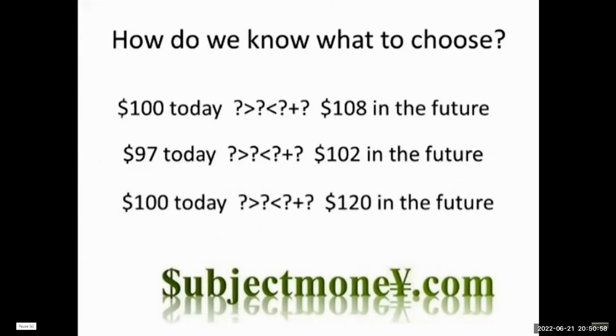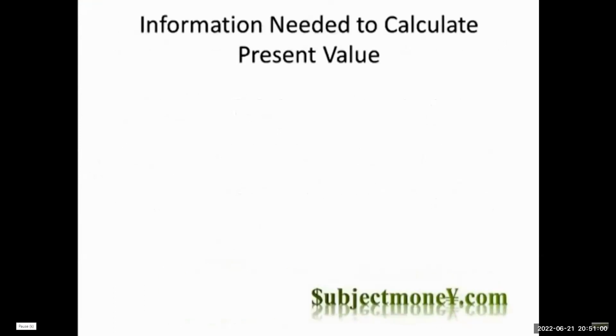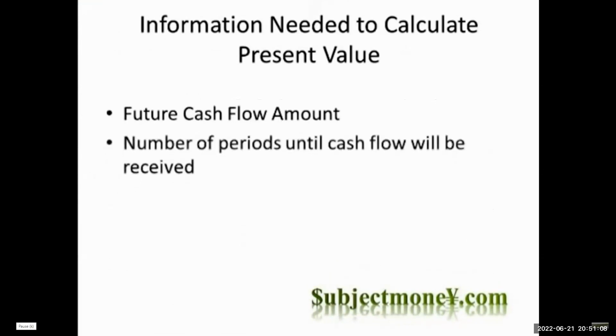To be able to answer these present value problems, you need 3 key pieces of information. You need to know the amount of the future cash flow being analyzed. You need to know when you will receive the cash flow to determine how many periods it will need to be discounted. And you need to know the discount rate.